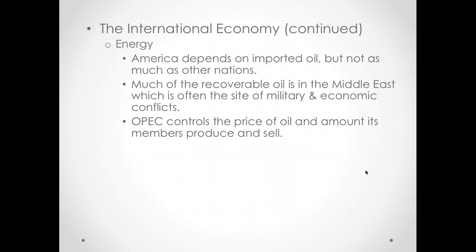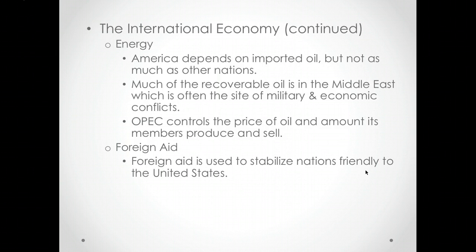OPEC is the Organization of Petroleum Exporting Countries. It controls how much oil is exported, and then the price. This has been a powerful cartel. Most importantly, in the 1970s, during the energy crisis, in retaliation for our support of the State of Israel, OPEC slashed oil exports to the U.S., and it helped cripple our economy.